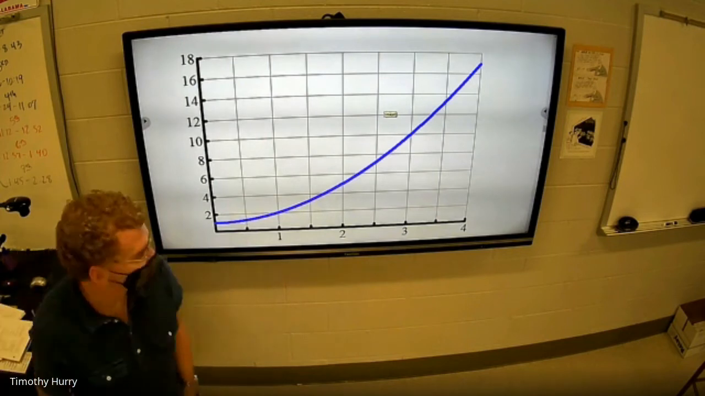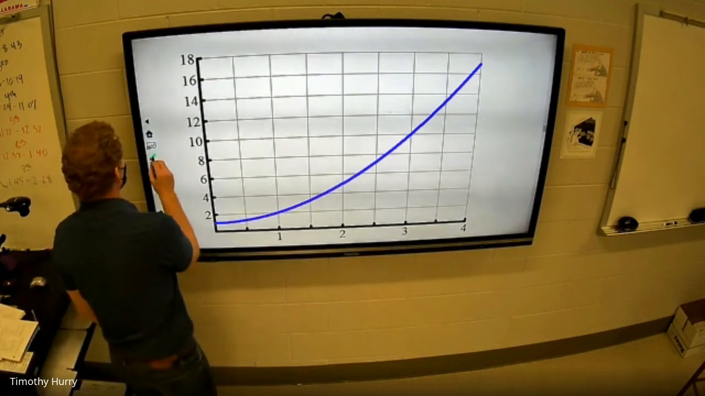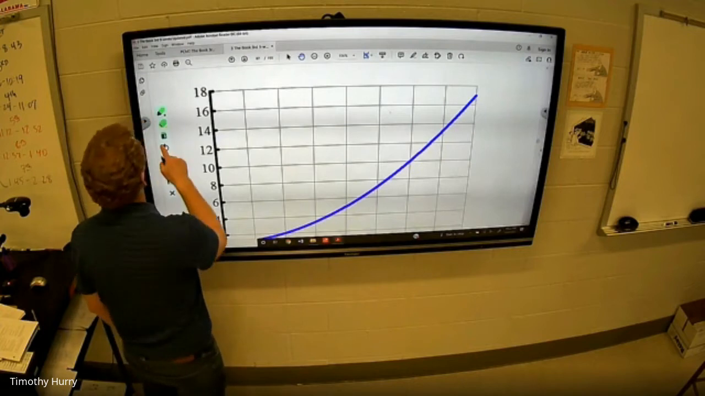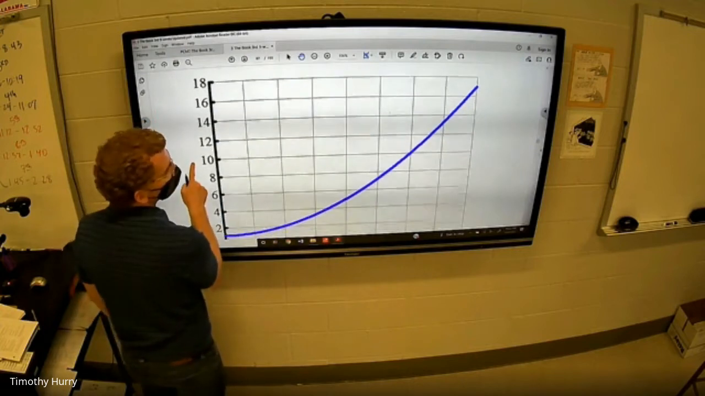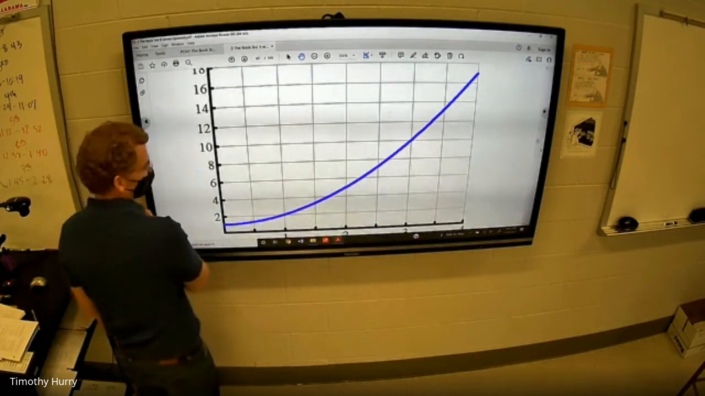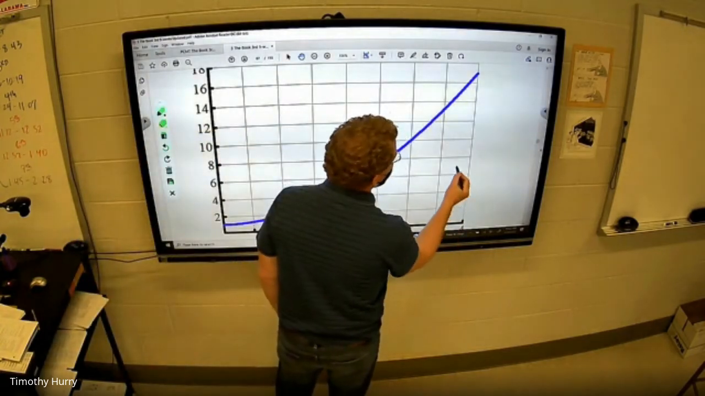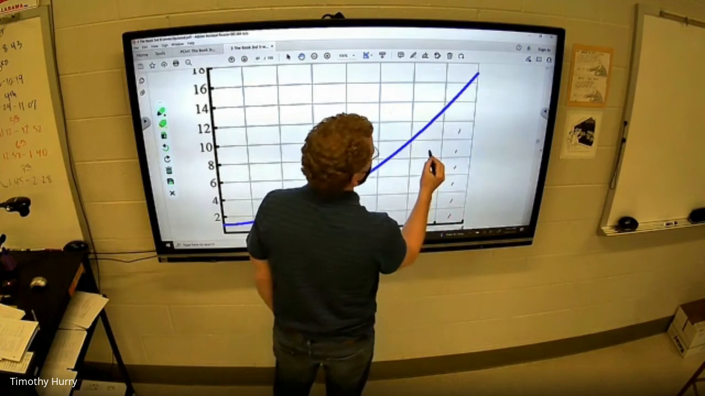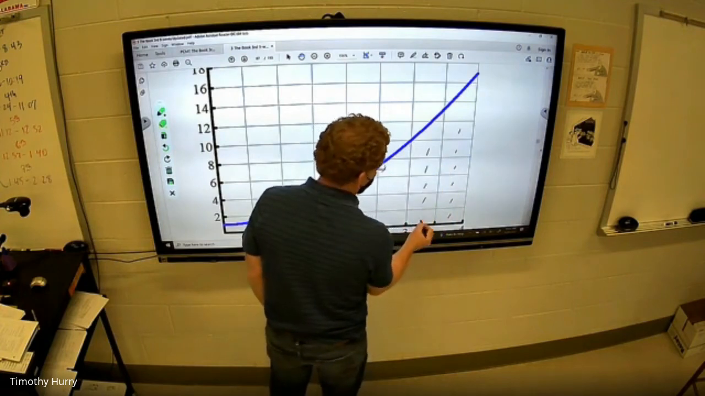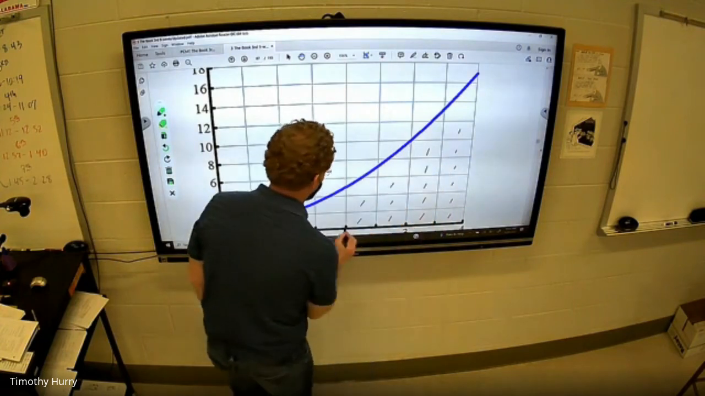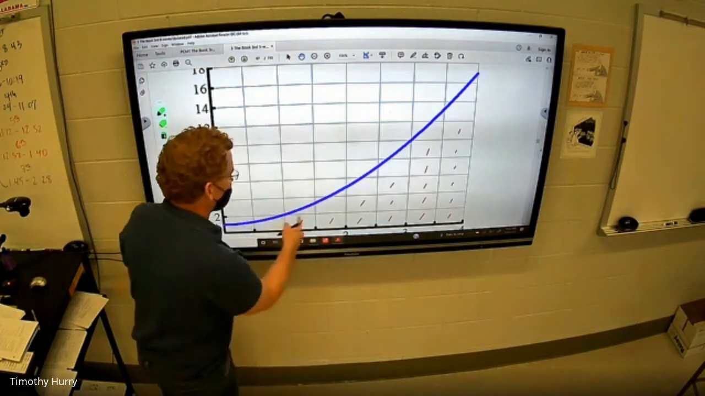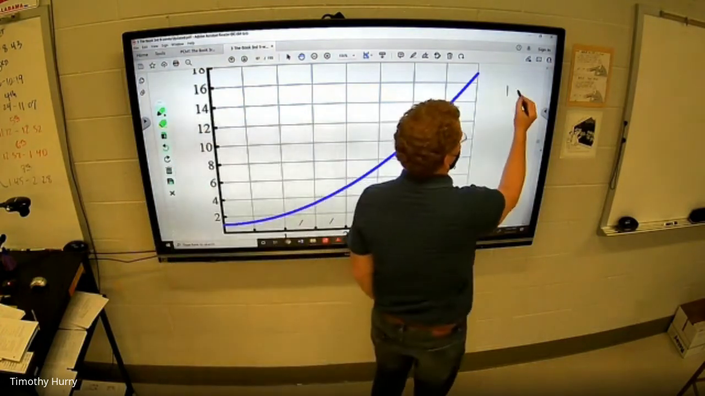Count the boxes. First you might do something like, all right, let me count the whole. 1, 2, 3, 4, 5, 6, 7, 8, 9, 10, 11, 12, 13, 14, 15, 16, 17, 18. So it looks like easily I have 18, right?